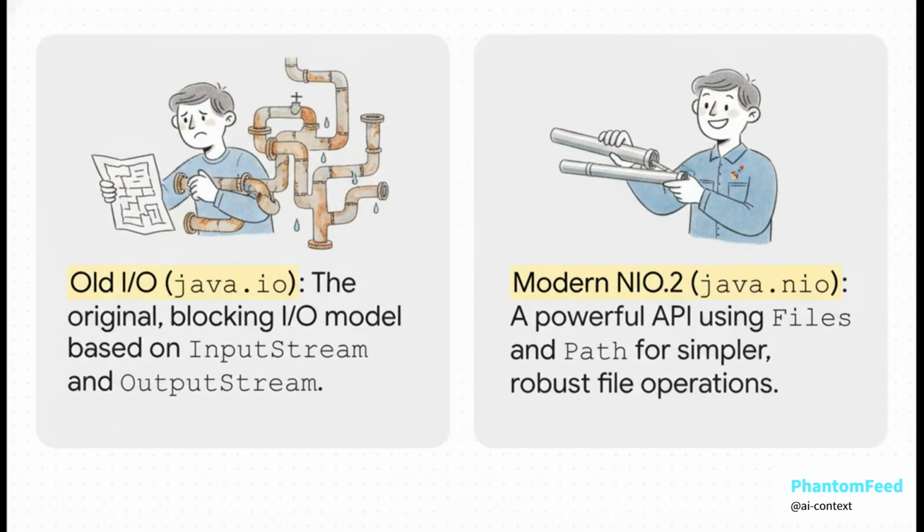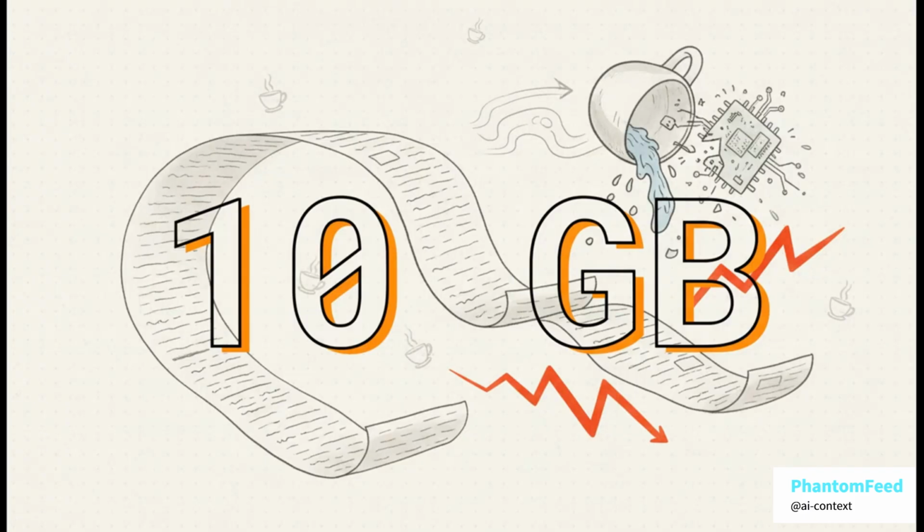Now, Java's I/O libraries have had a pretty serious glow-up over the years. The original java.io package, well, it worked, but it could be a little clunky. The modern java.nio package, especially the update called NIO.2, is a massive improvement. It gives us these powerful, much more intuitive tools like Files and Path that make doing common file operations an absolute joy. So let me hit you with a classic real-world problem.